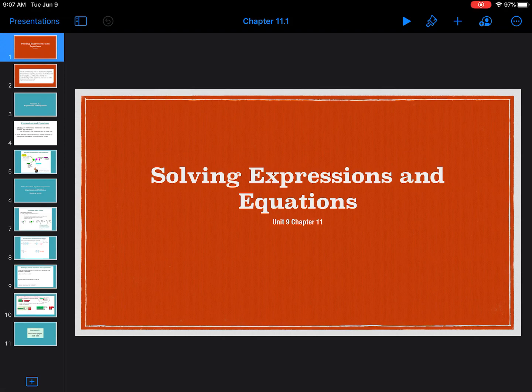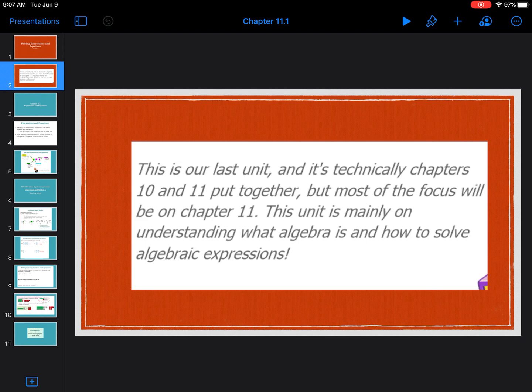Okay, so now we're going to be jumping into expressions and equations, pretty much algebra. That's pretty much where we're at right now. Okay, last unit, this is 10 and 11 together, but really we're going to just focus on a few main things from these chapters that are quite important for algebra.